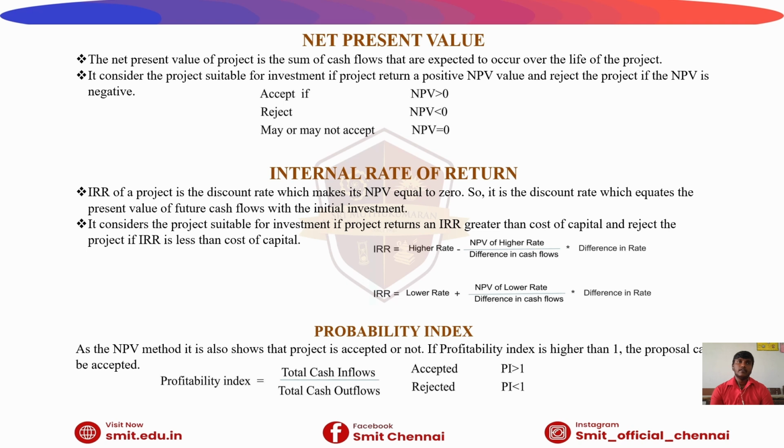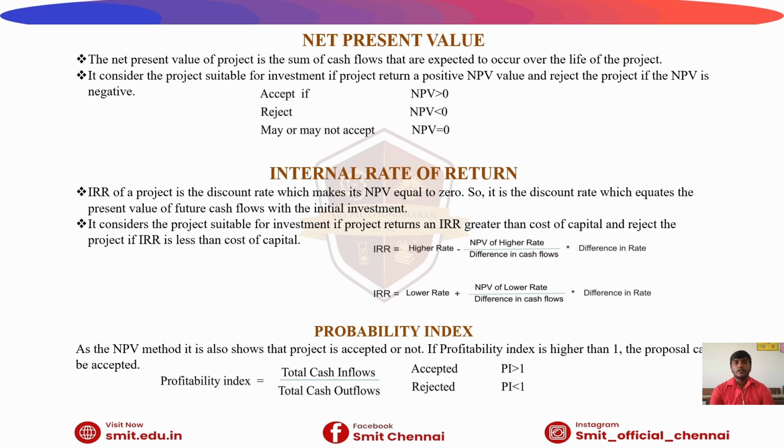So we can definitely accept the project. There will be enough profit for the company. Then the second decision: NPV less than zero means we have to reject the project. It destroys the value of the company. There will not be profit. There will be heavy loss. So we have to consider all these projects. We should not accept the projects.